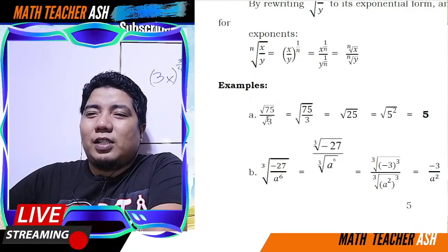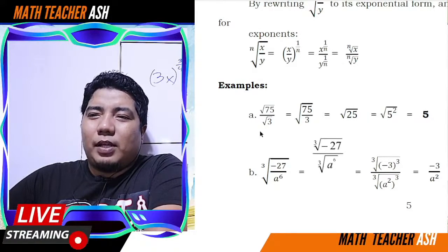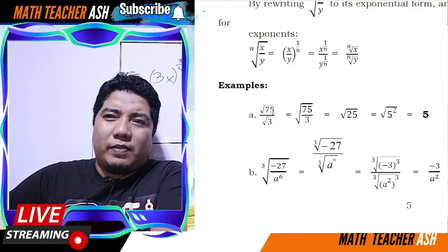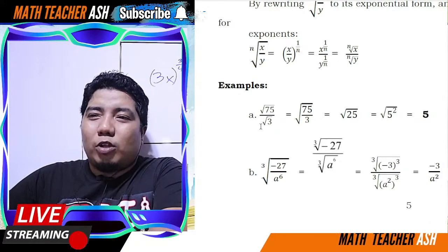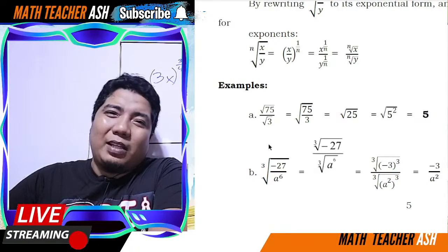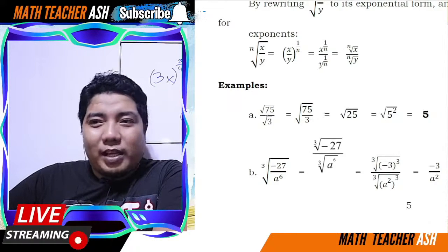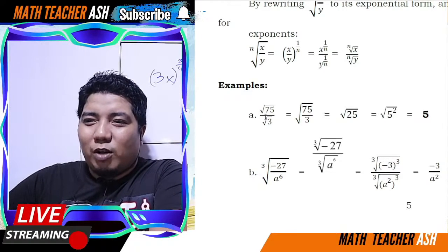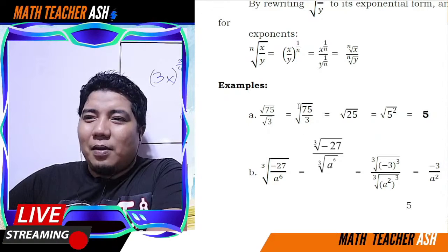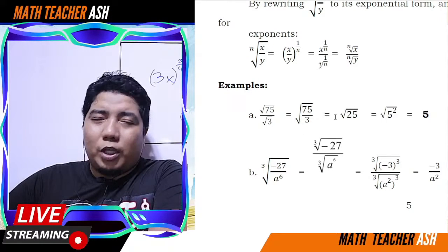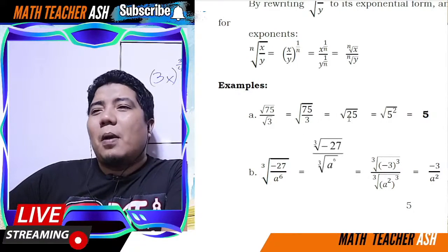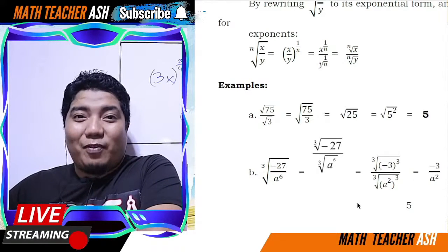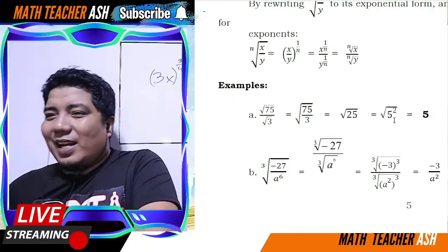Okay, so we have here the square root of 75 divided by the square root of 3. Unang tanong, may square root ba 75? Wala. May square root ba si 3? Wala din. Pero pwede bang i-divide si 75 sa 3? Pwede. So, square root of 75 divided by square root of 3, pag i-divide mo yan, magiging square root of 75 over 3, which is equal to 25. Question is, may square root ba si 25? Meron. And that is 5.